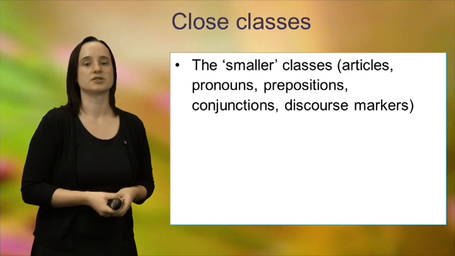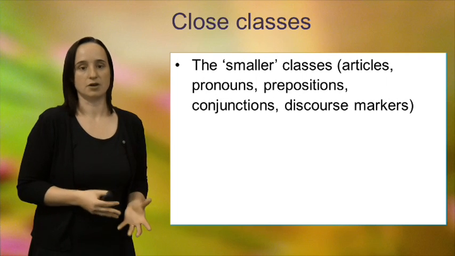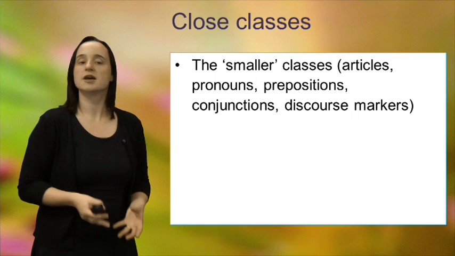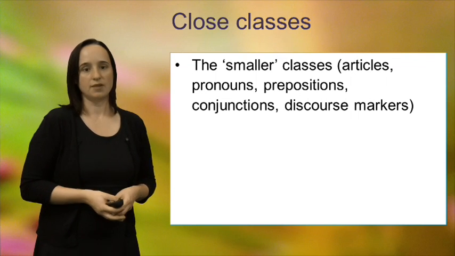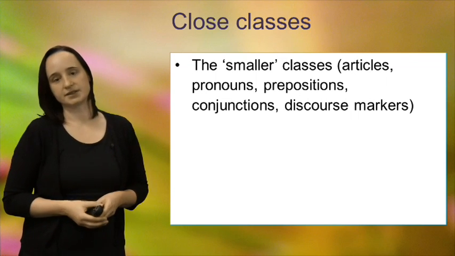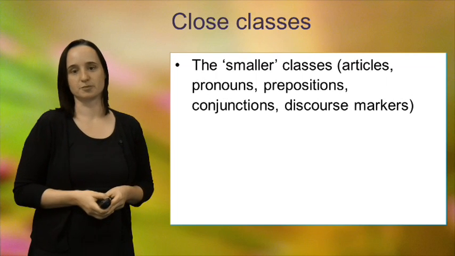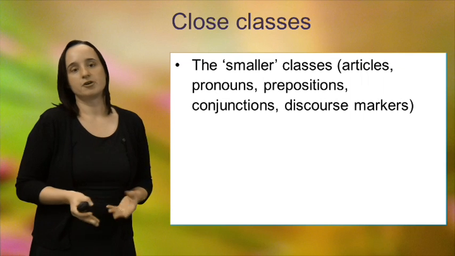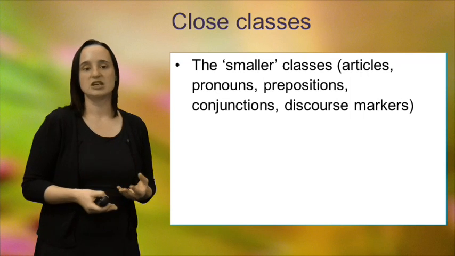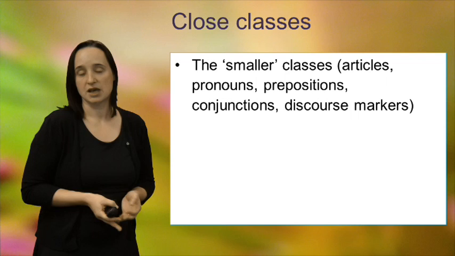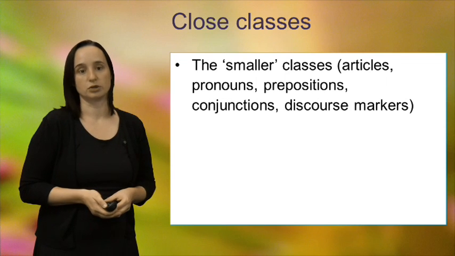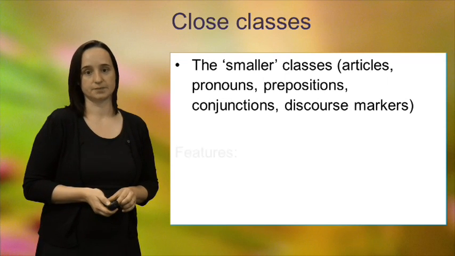very, very frequent. So when we look at texts, they appear a lot, but there are only a certain number of these words that appear. And these contain word classes such as articles, pronouns, prepositions, conjunctions, discourse markers. And again, depending on who you talk to, they might call these word classes different things, and they might include different types of word classes in closed classes.